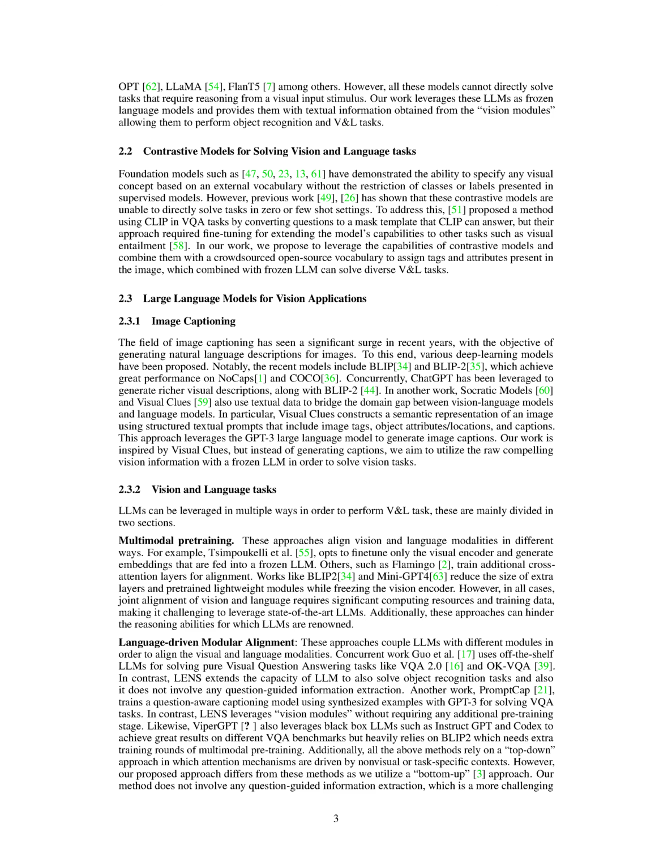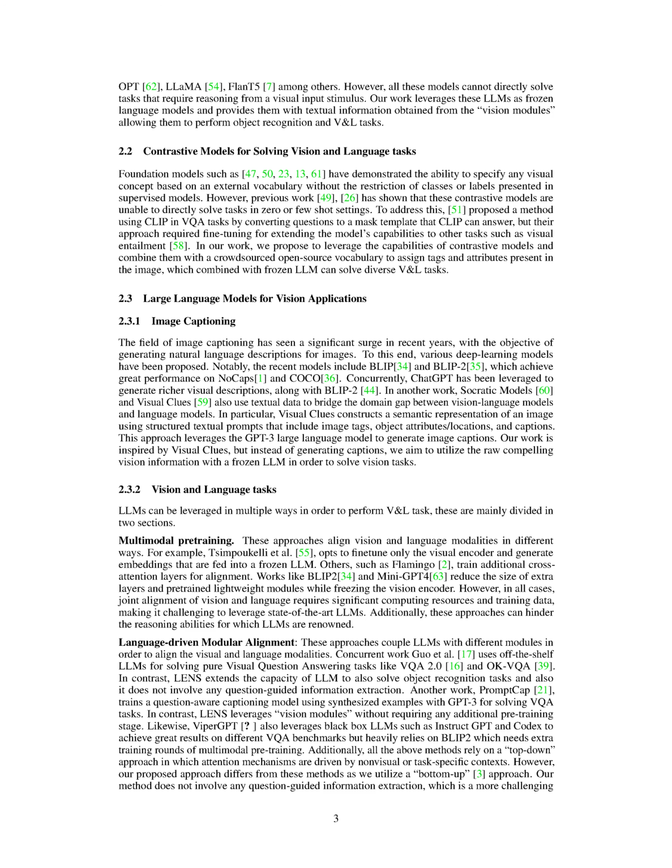Section Summary. Large language models, LLMs, like GPT-3 have shown impressive abilities in natural language understanding and reasoning, but they cannot directly solve tasks that require visual input. Previous work has attempted to address this by combining contrastive models with LLMs, but their approaches required fine-tuning or converting questions to a mask template. In our work, we propose leveraging contrastive models and a crowdsourced vocabulary to assign tags and attributes to images, which, when combined with a frozen LLM, can solve various vision and language tasks, such as image captioning.